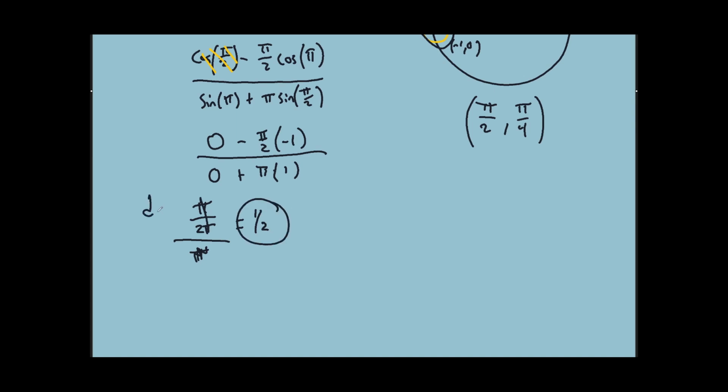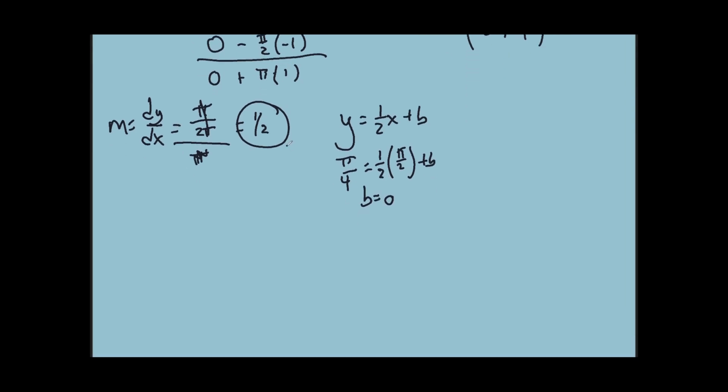This is our dy dx, i.e. the slope of our line. So we're going to get a line. It's equal to y equals 1/2 x plus b. And our y value is pi over 4. And that's equal to 1/2 pi over 2 plus b. Well, pi over 2 and 1/2 makes pi over 4. If I subtract that, we get b equals 0. So the formula for the tangent line is going to be y equals 1/2 x.